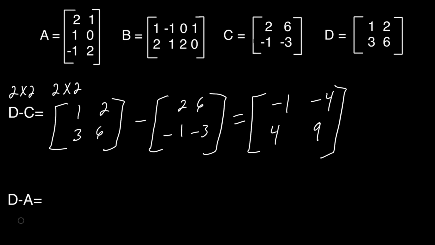What about D minus A? Well, we know that D is a 2 by 2 dimension. And A, those are not the same, and therefore this cannot happen. This is undefined. They must be of the same dimension.